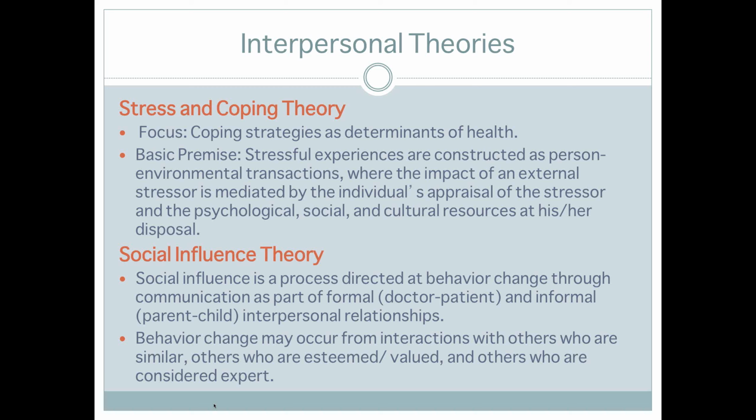Another time that you're influenced by the behavior of another: you can be influenced by the behavior of another who is similar to you, somebody who you value highly, and the third case is when that other who has the changed behavior, you would consider to be an expert. So those are the ways that social influence happens most often, again, through a formal or informal relationship, and you're more likely to change your behavior when the other person is similar, valued, or expert.